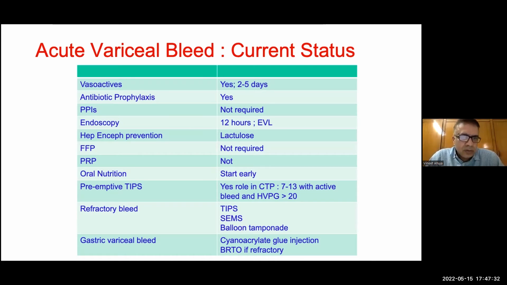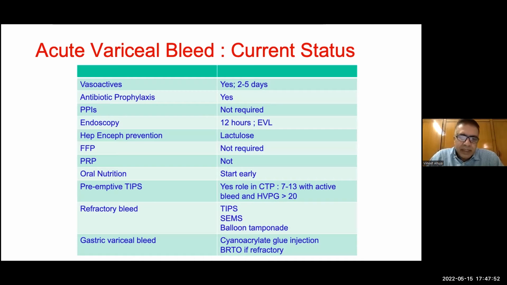Give lactulose so as to prevent hepatic encephalopathy. Prophylactic fresh frozen plasma not required. Platelet-rich plasma not required. Oral nutrition, start early. You may do a salvage TIPS for refractory bleeds, and for patients who have a higher risk of rebleed, you may do a preemptive TIPS.